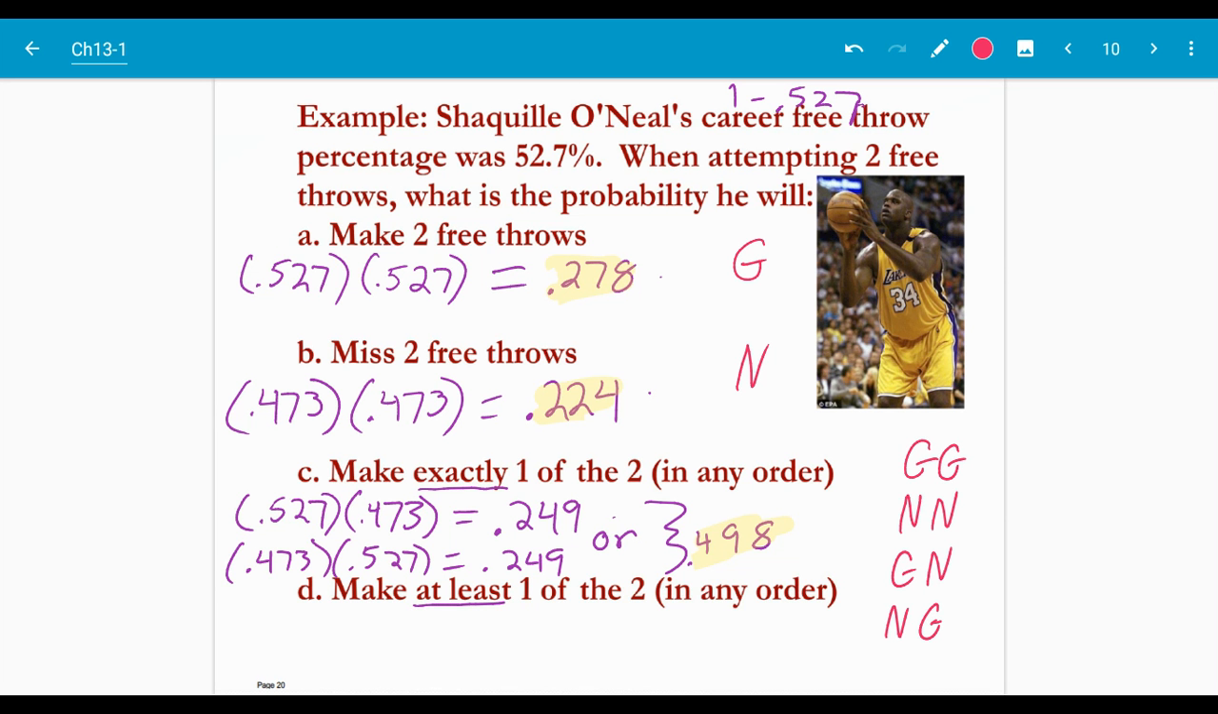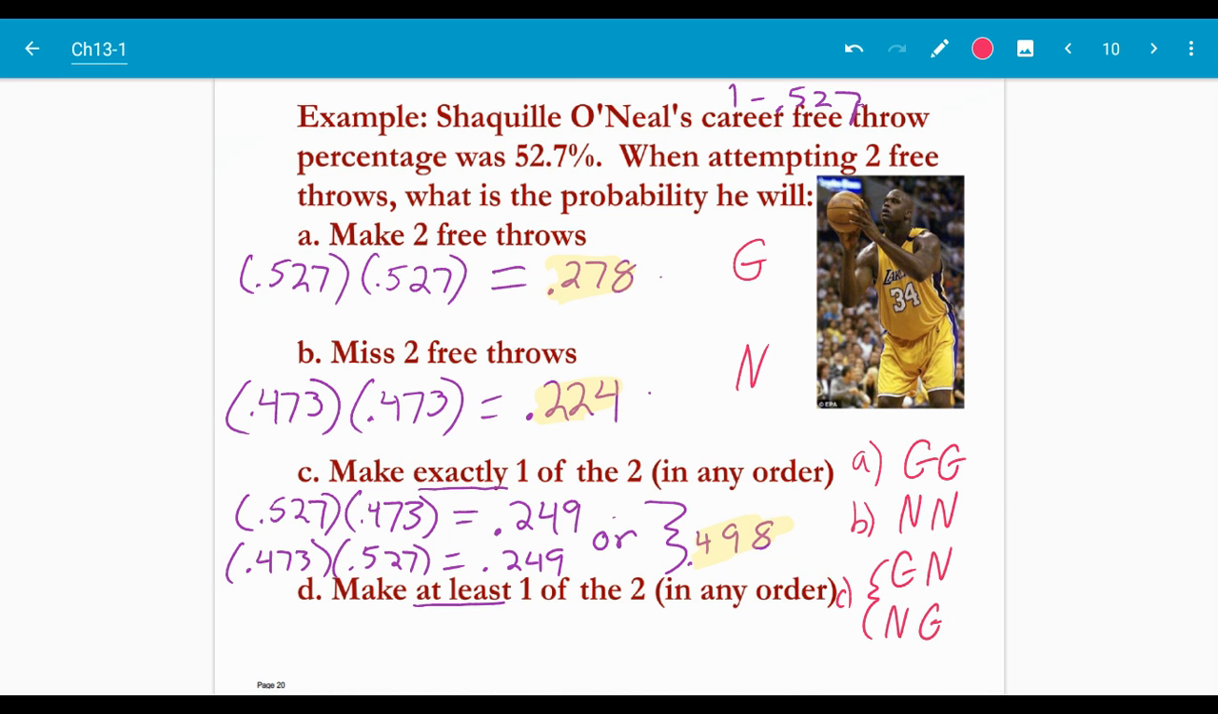We have 4 possible outcomes when we're shooting 2 free throws. This was our answer in letter A. This was our answer in letter B. These combined were our answer in letter C.